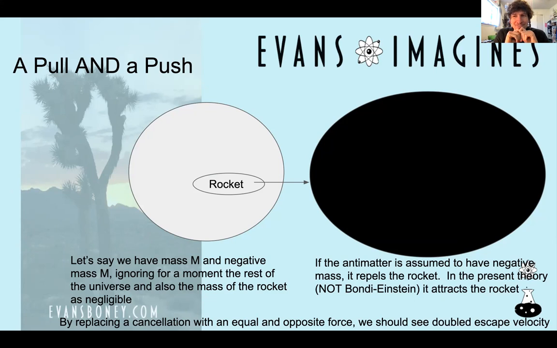It might be a square root in there. So twice square root of 2 squared, something like that. But somewhere between √2 and 4 times the velocity would be required for escape. Yeah, probably should do that math and write it down somewhere. But my point is that we've replaced a cancellation of forces with a push and a pull.